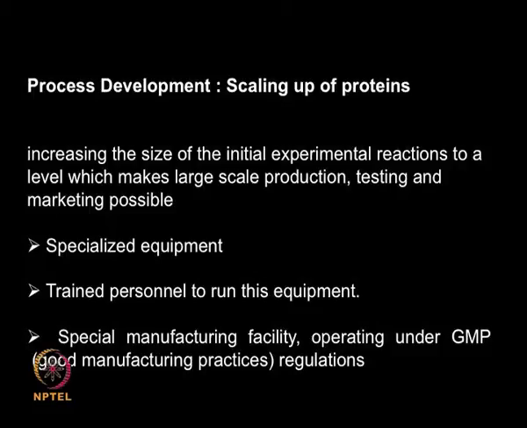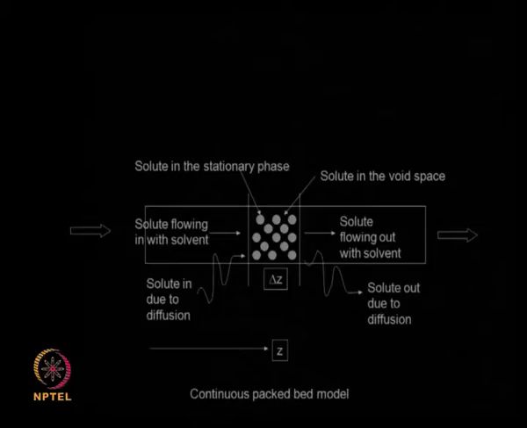We want to move from a lab or experimental scale to a large scale production, testing, marketing, as I talked about some time back. So, we are talking about specialized equipment, trained personnel to run this equipment, manufacturing facility, GMP, you must have heard about GMP, good manufacturing practice, GLP, good lab practice and regulation. So, all these points need to be considered if you are thinking about scale up actually.